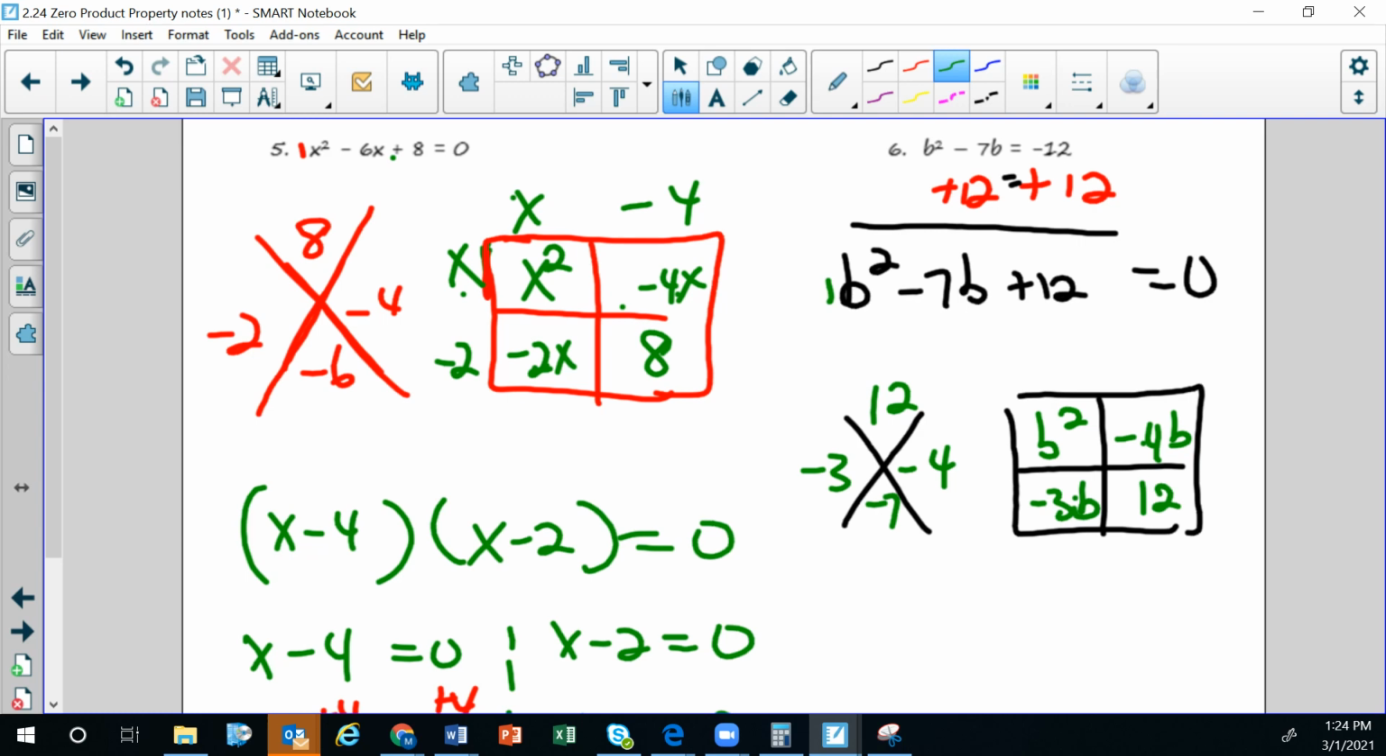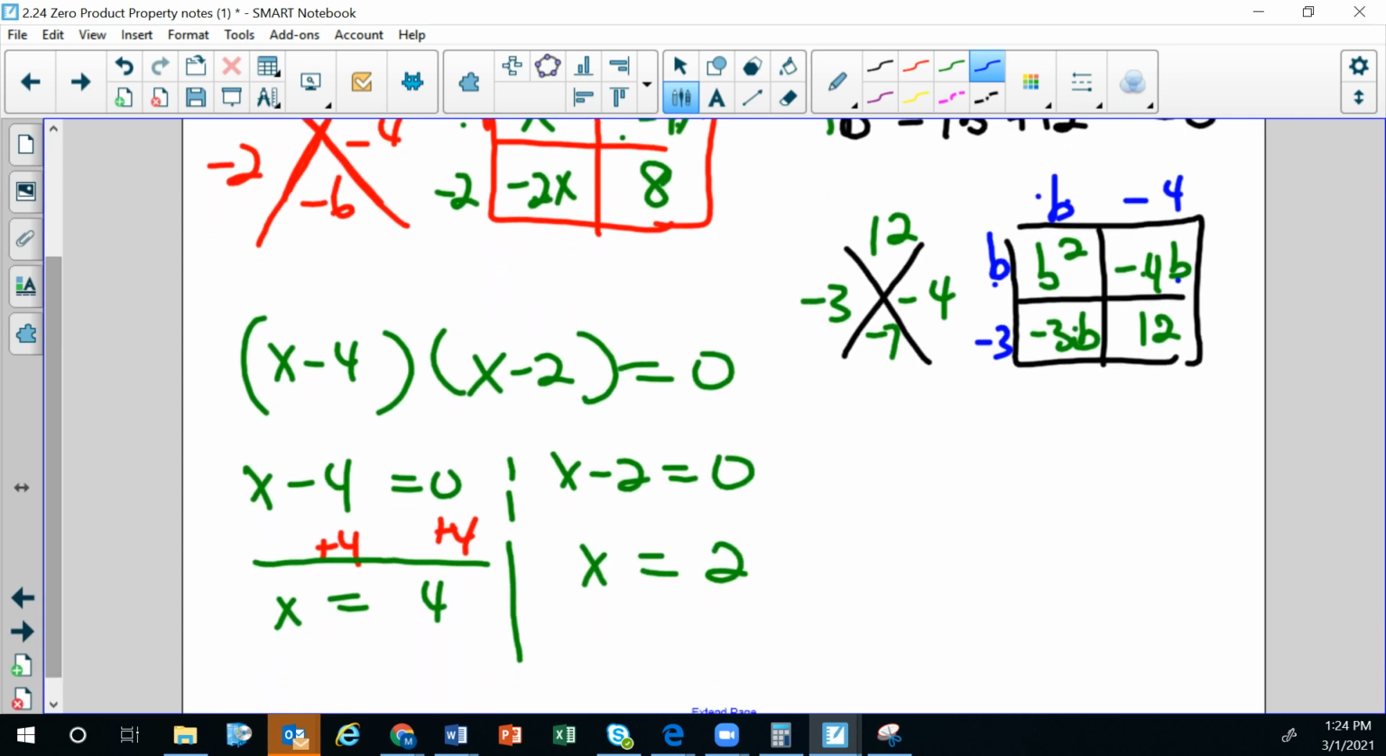So I'm going to have a b here. Okay, this is going to be a b. And what times b gives me -4b? That is -4. And what times b gives me -3b? And that is -3. All right. So my factors now are b minus 4 and b minus 3, and that is equal to 0.